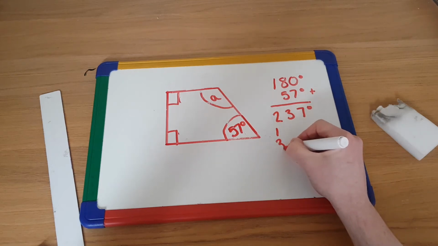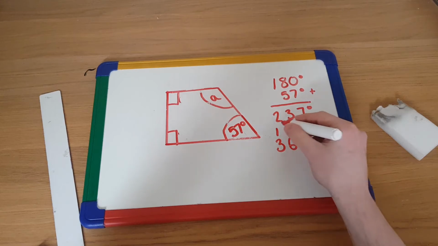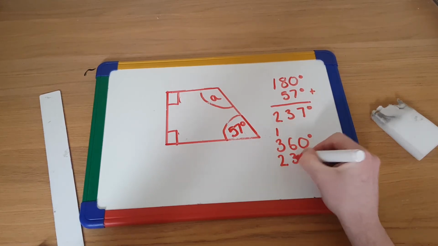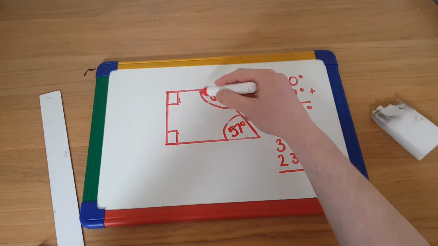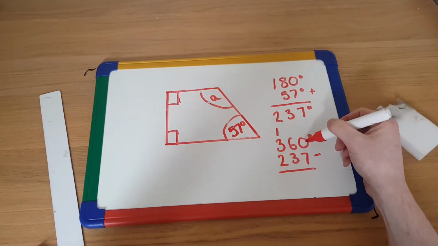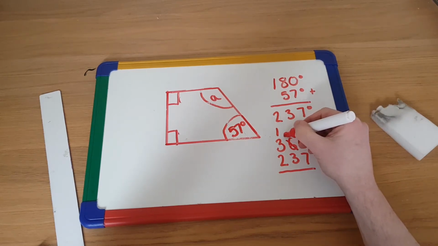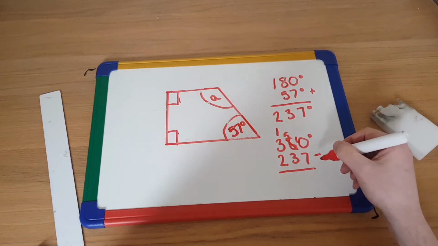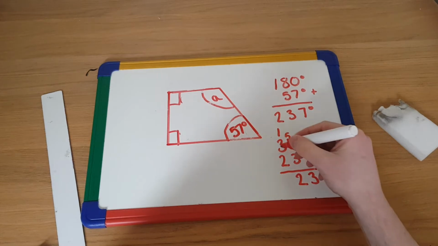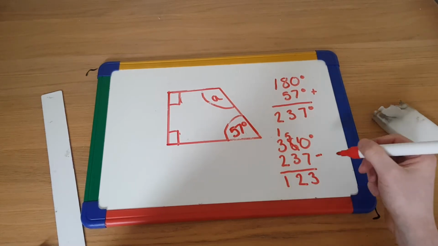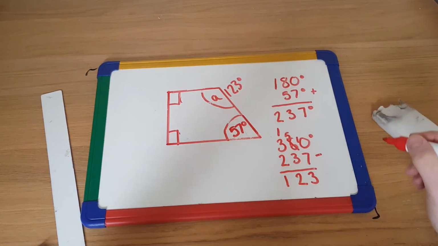So then 360, take away 237, I should then be left with the remaining part to my whole. So again, I can't do 1 take away 7, so I'm going to rename one of my 10s. There's 10 ones, 10 take away 7 is 3, 5 tens take away 3 tens is 2 tens, and then 300 take away 200 is 100. So I've got 123 degrees. Hopefully you got the same there as well.